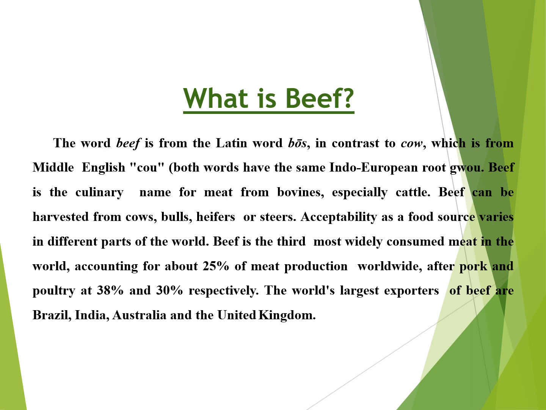Now let's start with our current lesson, the different cuts of beef. Before starting this lesson, it is very important to know what beef is. Beef is the meat of cattle. It is categorized as red meat. As you can see in the slide, beef can be harvested from cows, bulls, heifers, or steers. The world's largest exporters of beef are Brazil, India, Australia, and the United Kingdom.